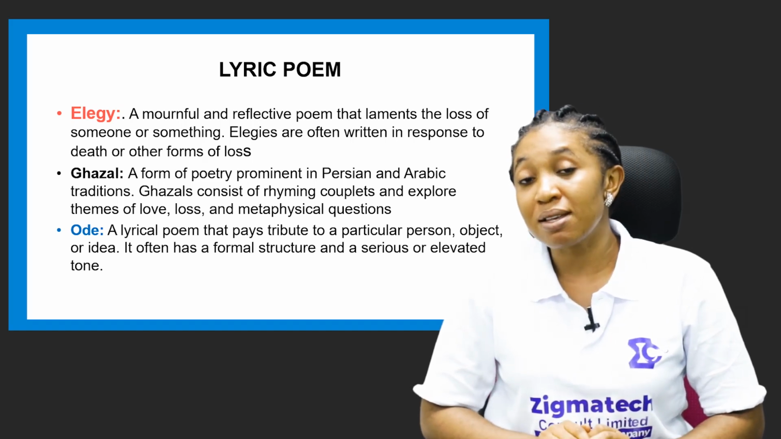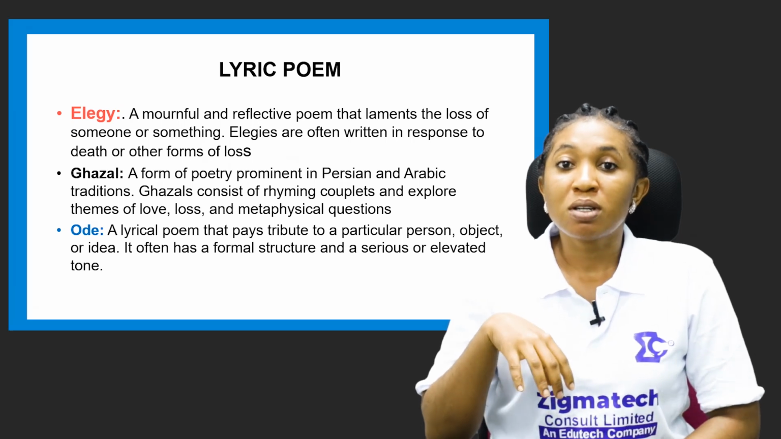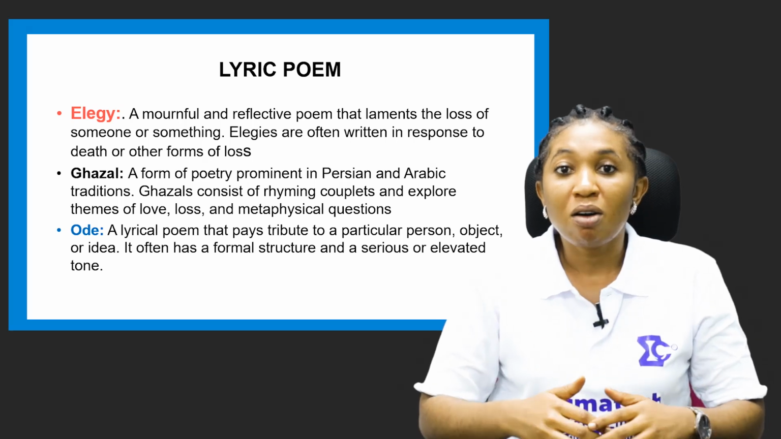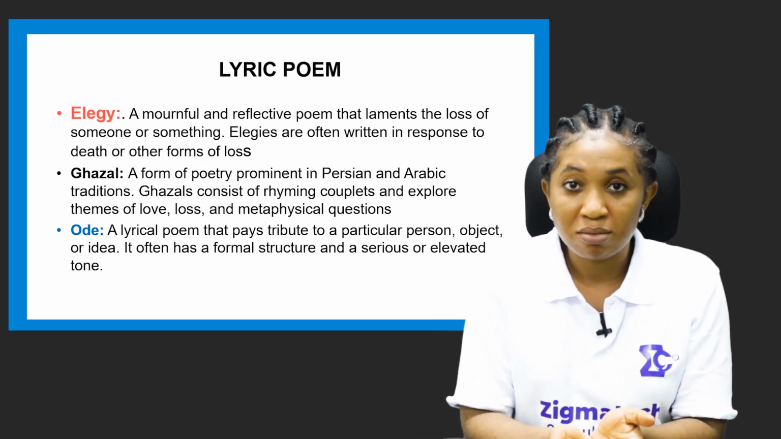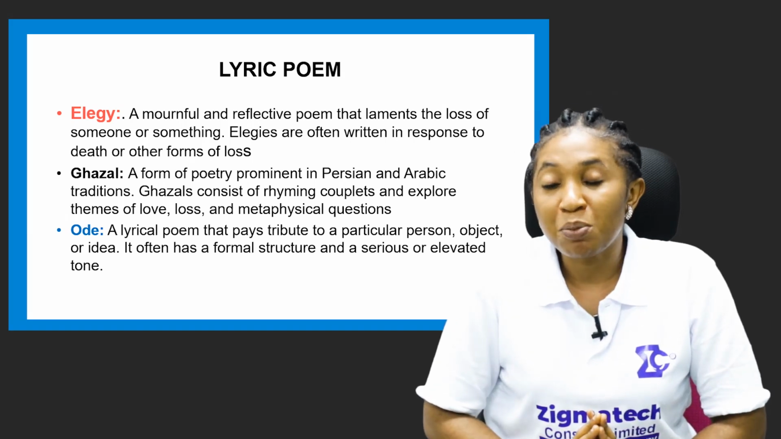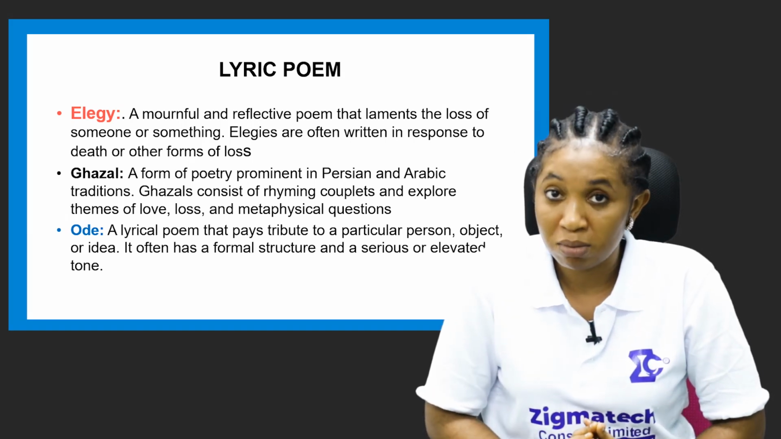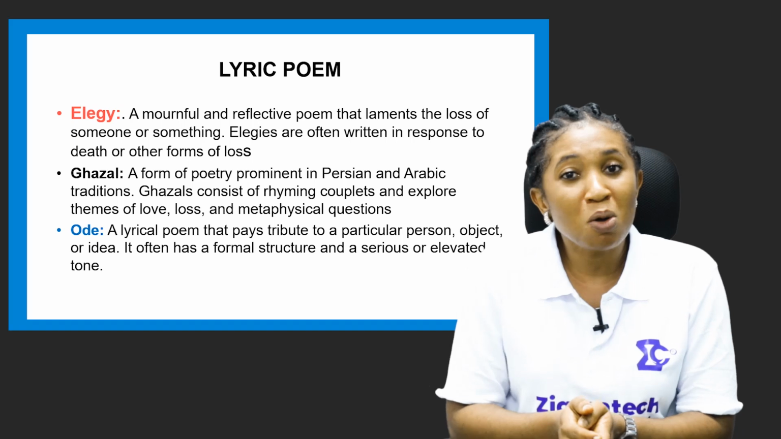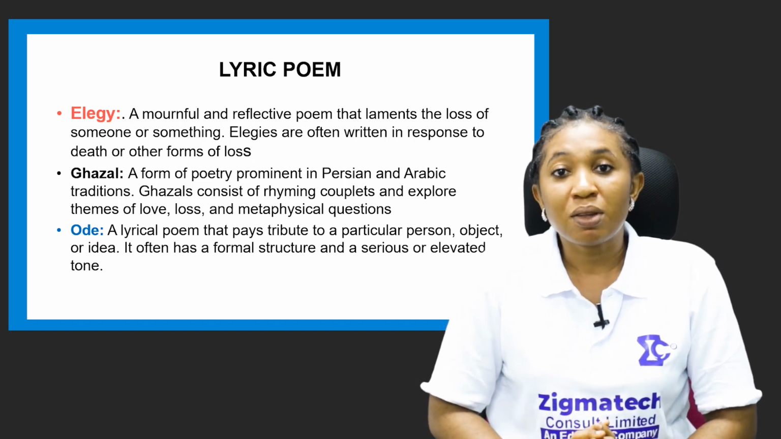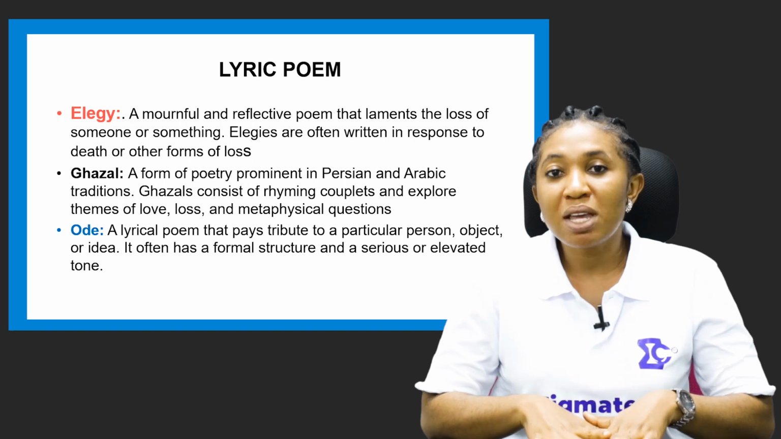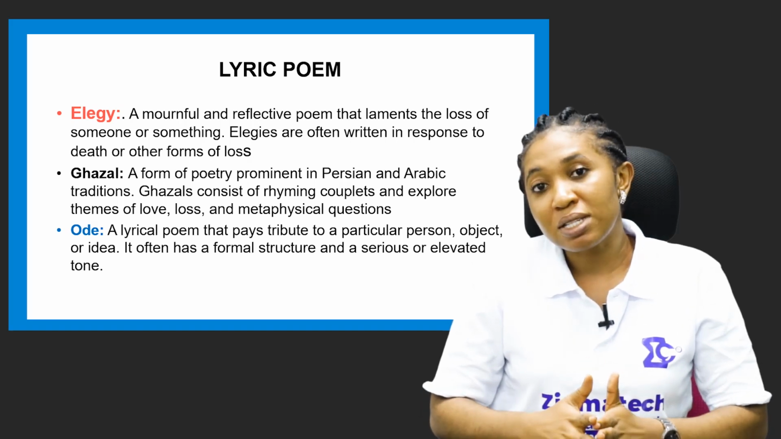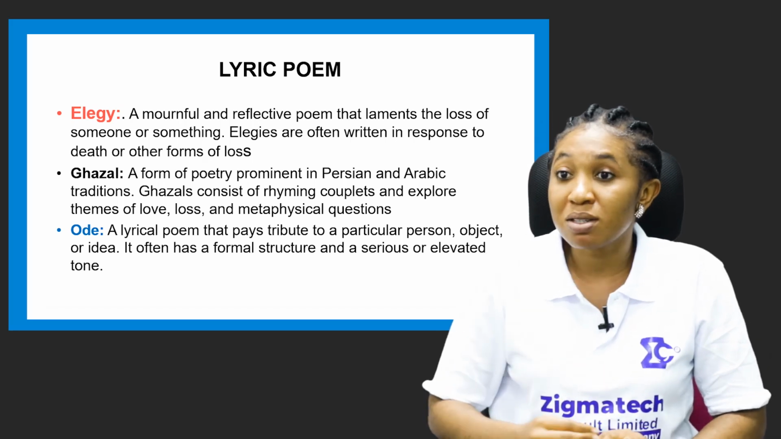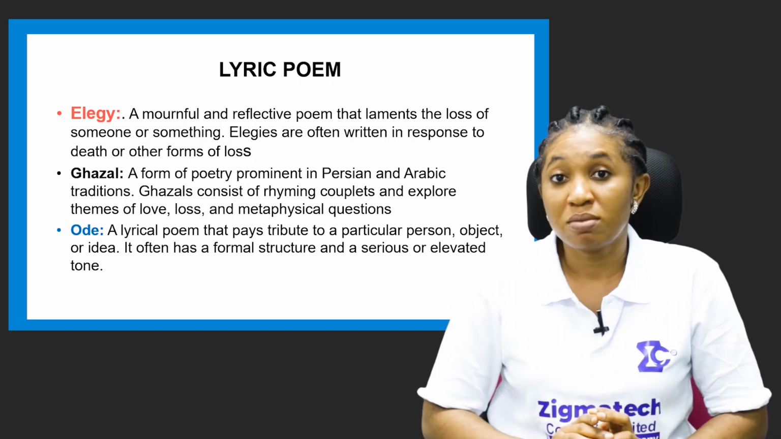What this simply means is that an ode is a poem that is written to glorify or to praise an object. For example, we have the poem called Ode to the Nightingale. This is a poem written to pay tribute to a bird called the nightingale. Okay, so an ode is written to give tribute, to pay respect to an object or a thing, or a person rather.